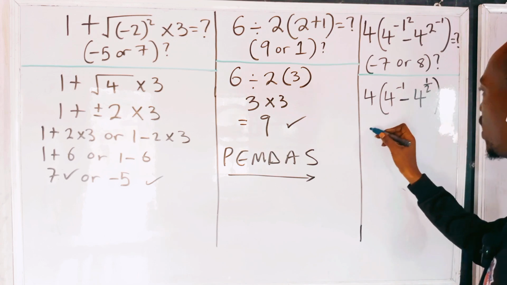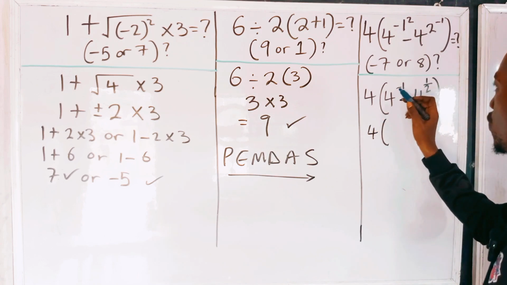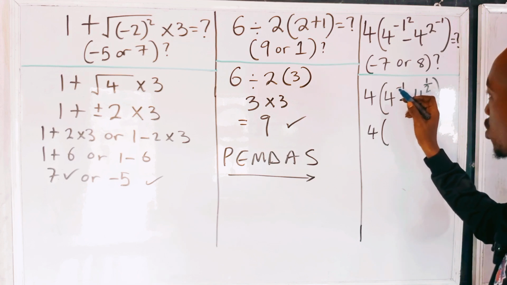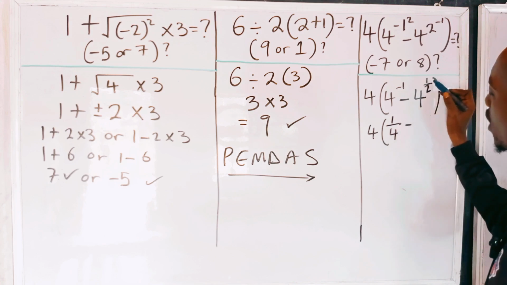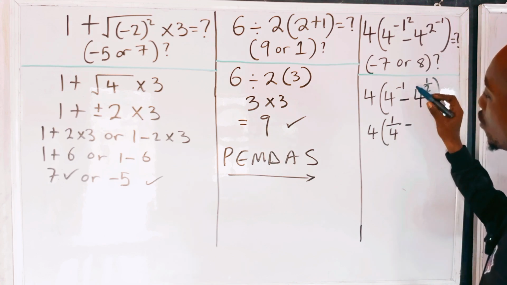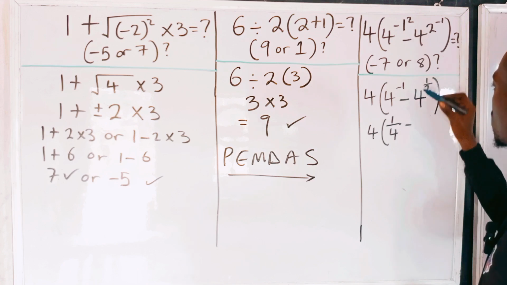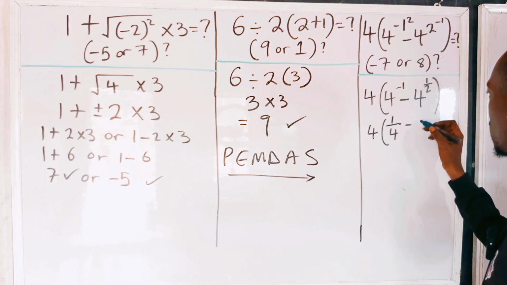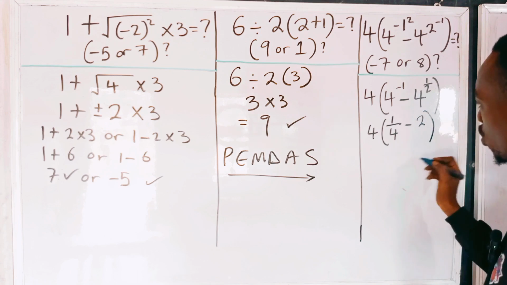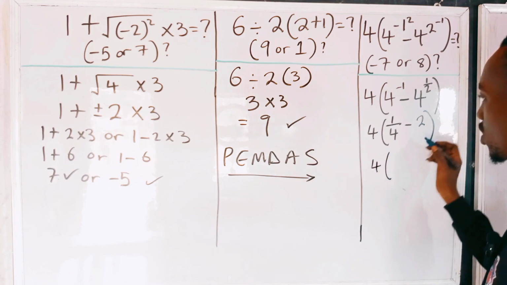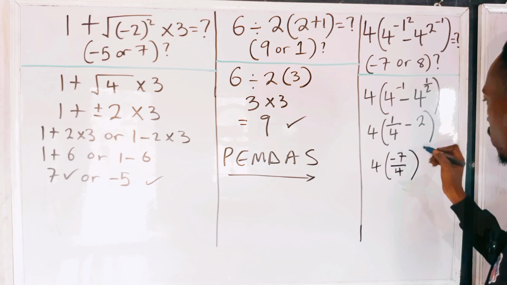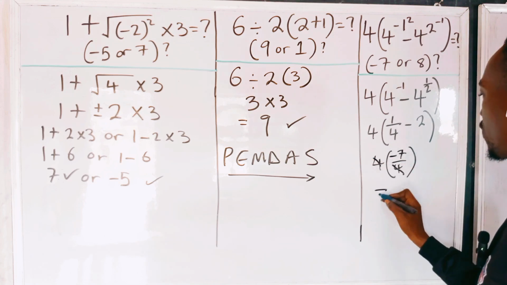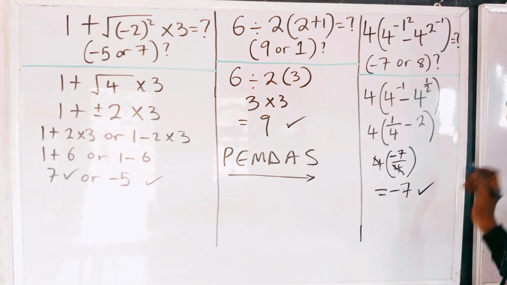So let's continue. Here now we have 4 into bracket. Don't forget negative power becomes a fraction here also. So here we have 1 over 4, then minus. Don't forget fractional power again stands for root. So 1 over 2 stands for square root of 4, right? Which gives us what? 2. So continue from here now. When you solve this bracket, this fraction here, you're going to have negative 7 all over 4. So 4 cancels 4. Therefore, you have negative 7 as your final answer.